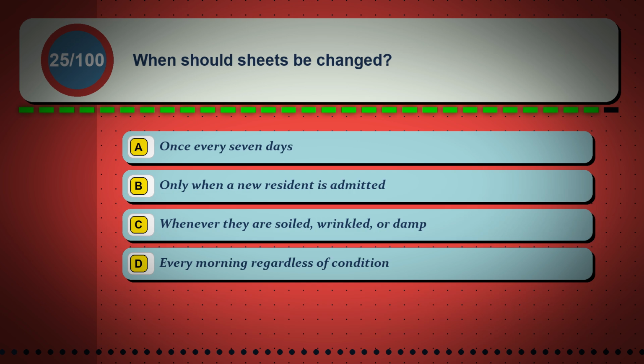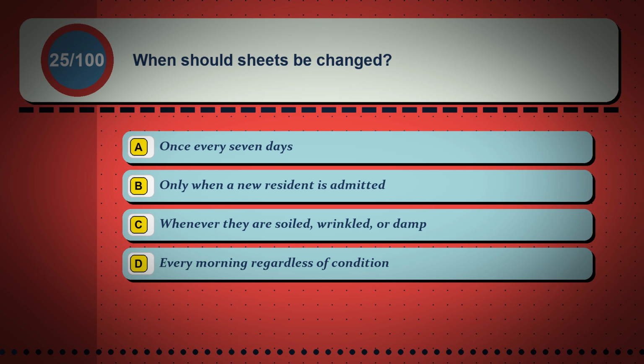Question 25. When should sheets be changed? Option A. Once every 7 days. Option B. Only when a new resident is admitted. Option C. Whenever they are soiled, wrinkled, or damp. Option D. Every morning regardless of condition.